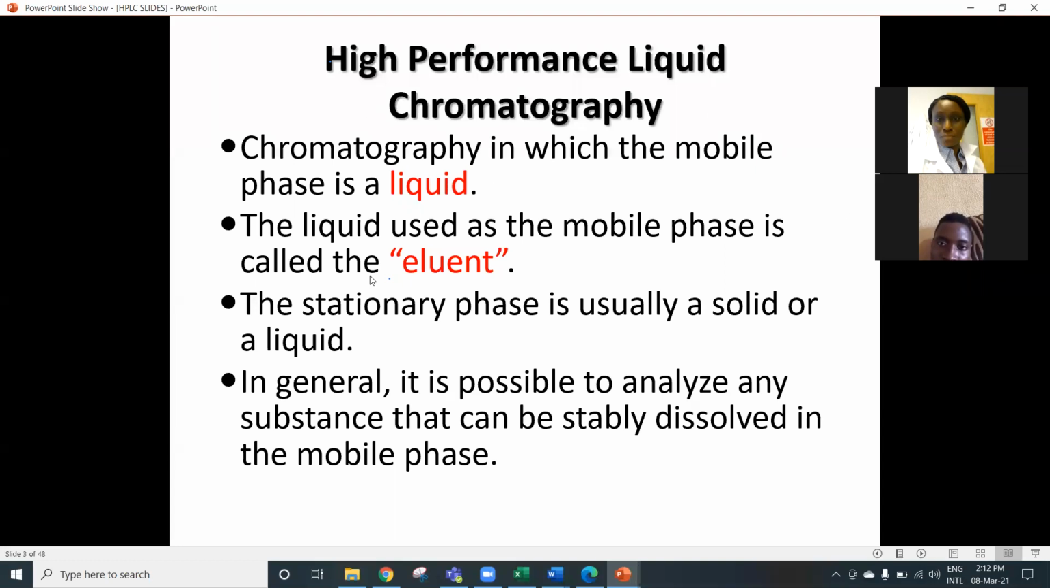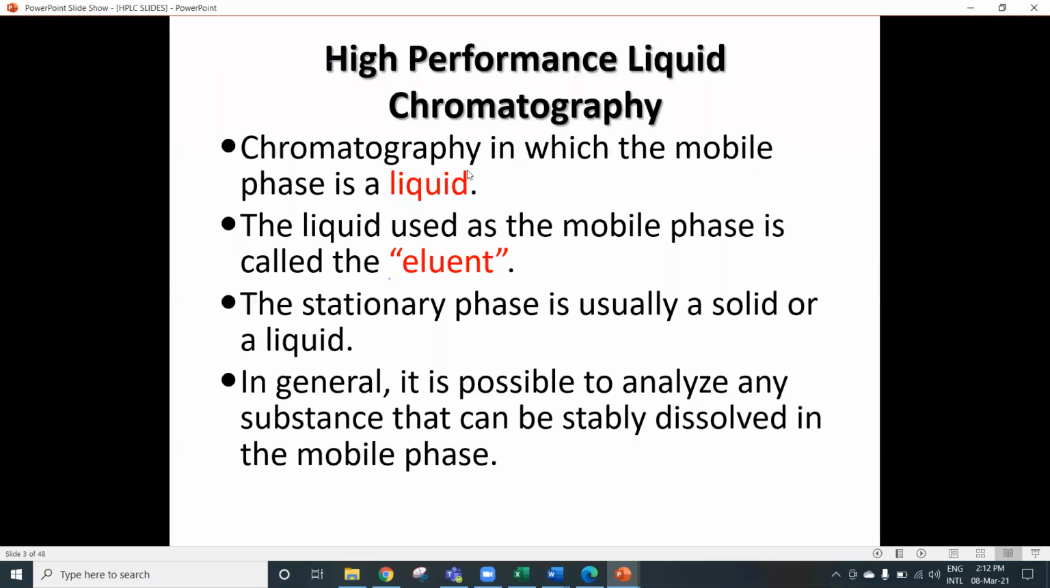But in general, any substance that can be dissolved in the mobile phase can be used. Any sample that can be analyzed should dissolve in the mobile phase, and that is the major requirement or prerequisite for the use of HPLC. So your sample should be suitably dissolved in the mobile phase.